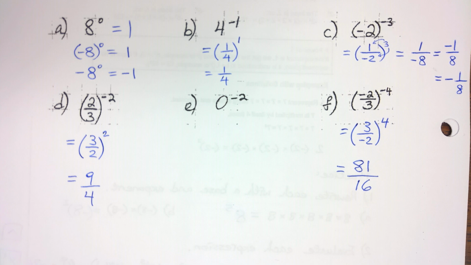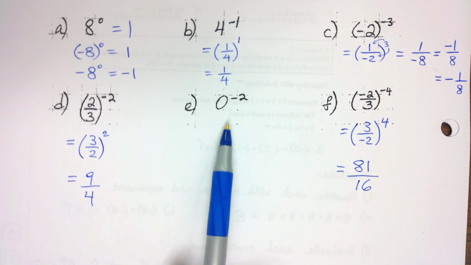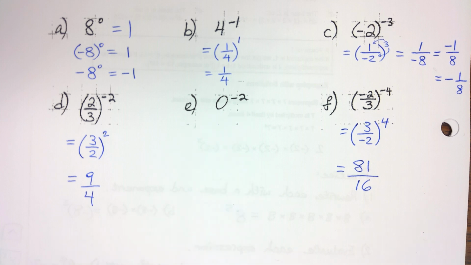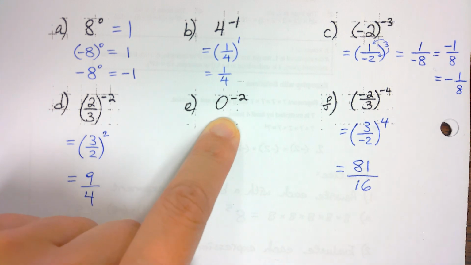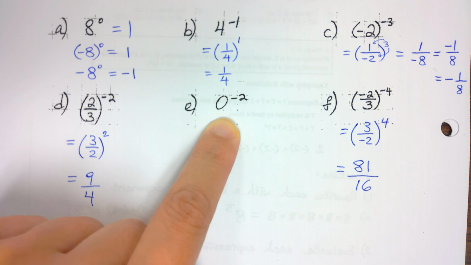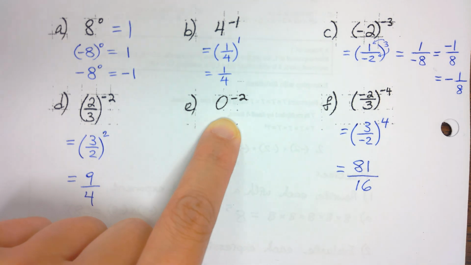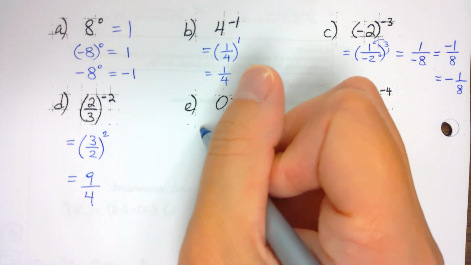Okay. So this one. This is the tricky one. 0 to the power of negative 2. Okay. How many of you say the answer is 0? Okay. Very confident. How many of you say the answer is 1? Alright. How many of you say the answer is something else? Okay, so all of you think it's either 0 or 1? Okay, let's see.